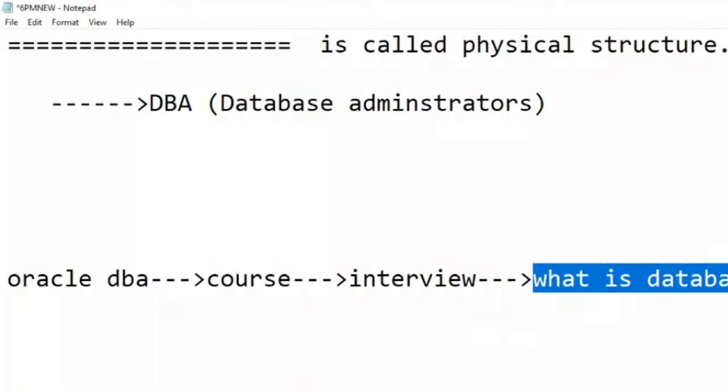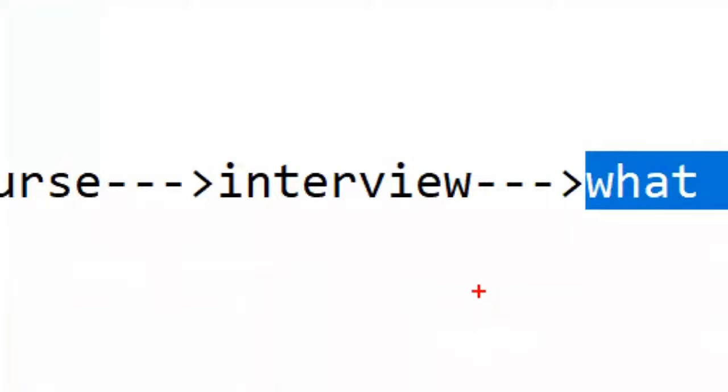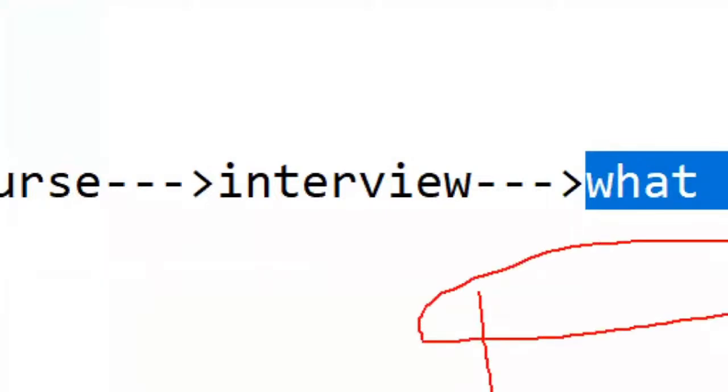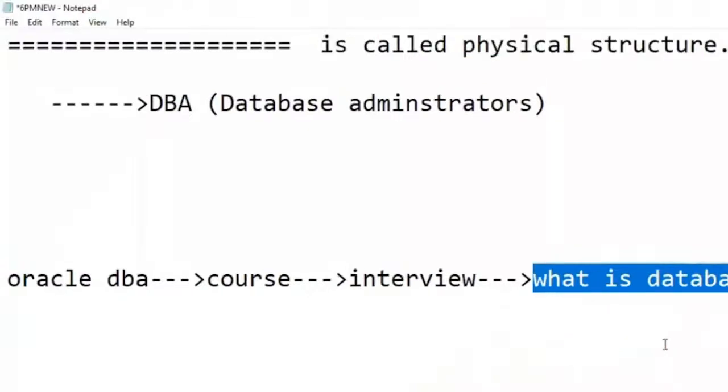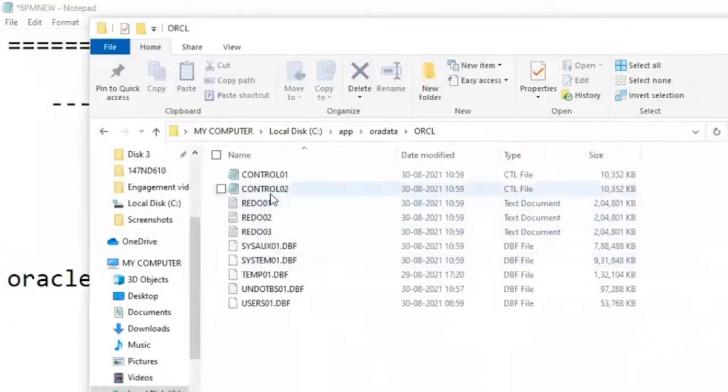That is the logical side. I am not telling only that; I am also telling the physical side. Whenever I'm installing Oracle software, some physical files are automatically created on a disk that is visible. Observe here: data files, control files, redo log files are there.